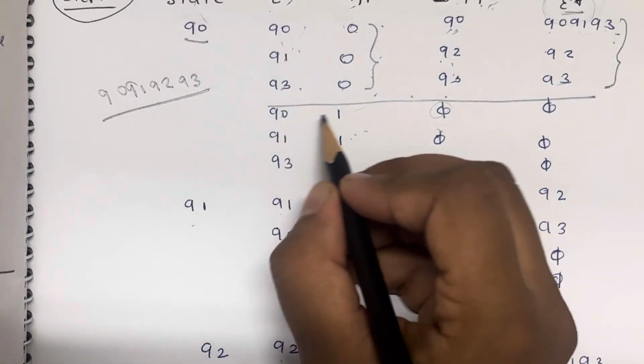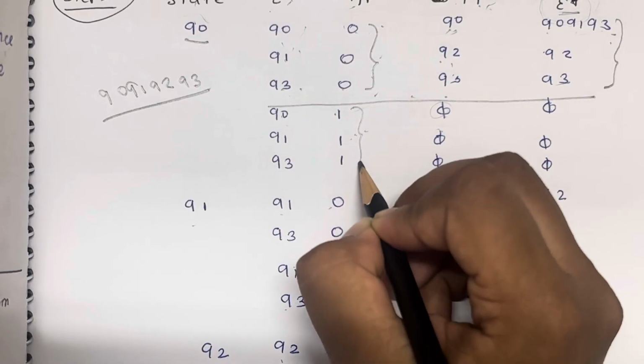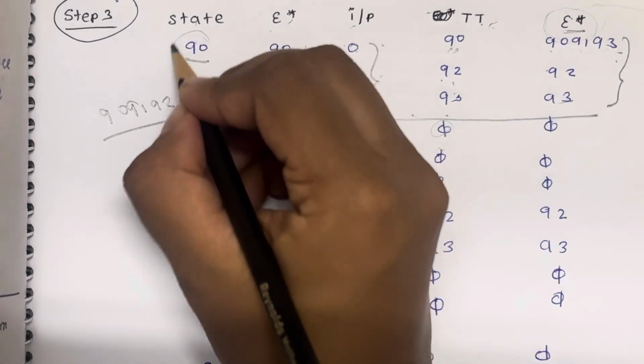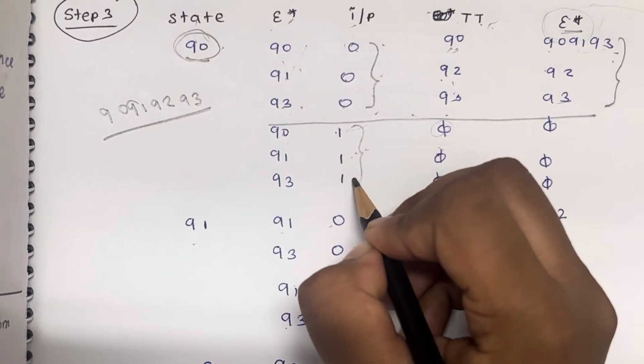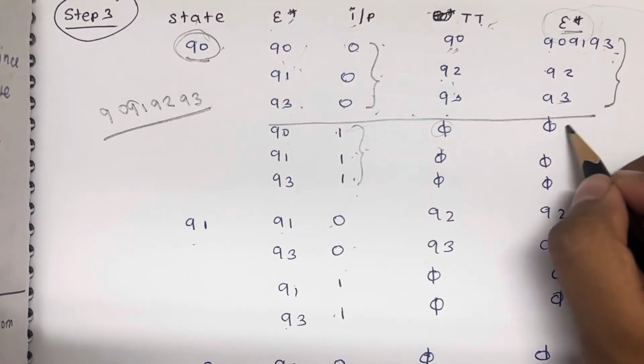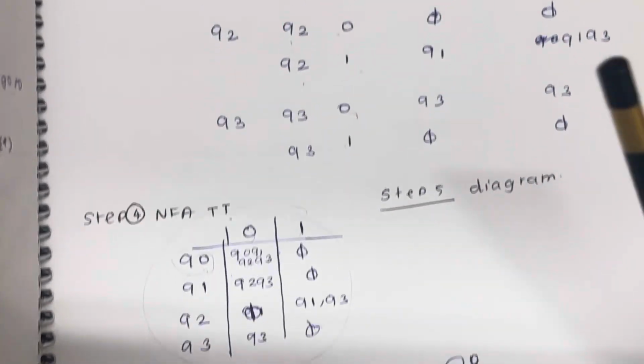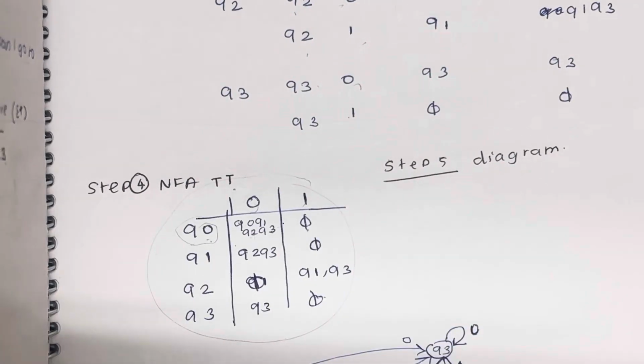Now we have Q0 to the input 1. For Q0 to the input 1, we're going to take all of them. Why Q0 is because the state right here is Q0 and the input right here is 1. So when you take all of this, there's nothing there. So we're just going to put that symbol right there.